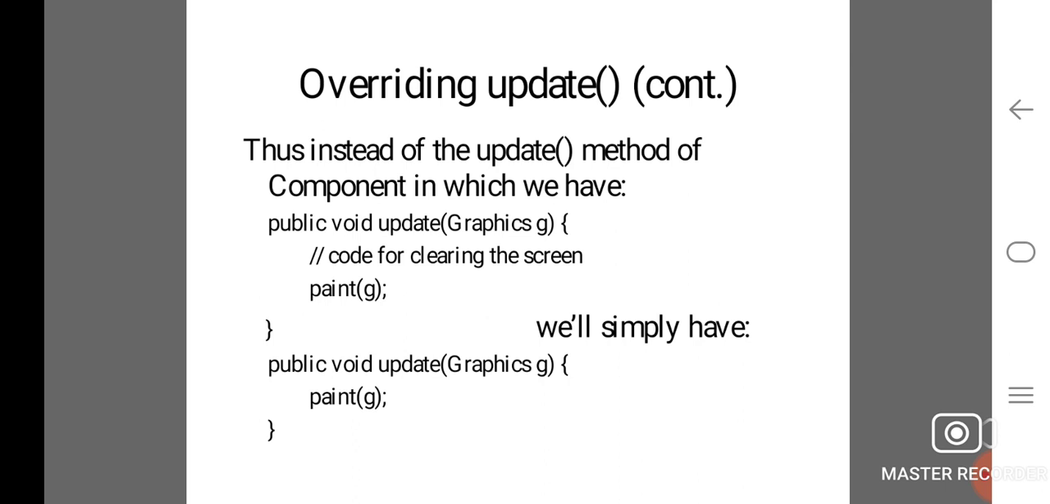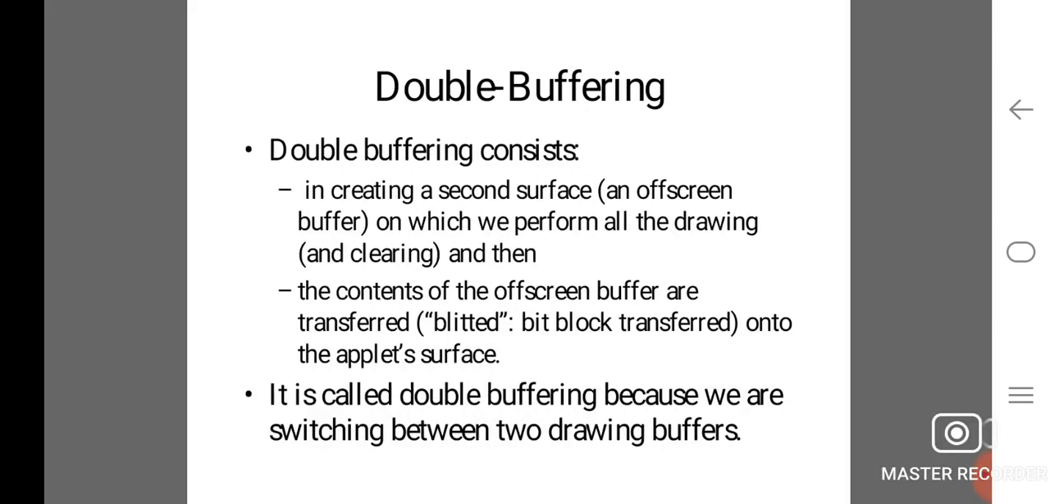Overriding update continuation. Thus, instead of the update method of Component, which has public void update(Graphics g) with code for clearing the screen, we just call paint(g).